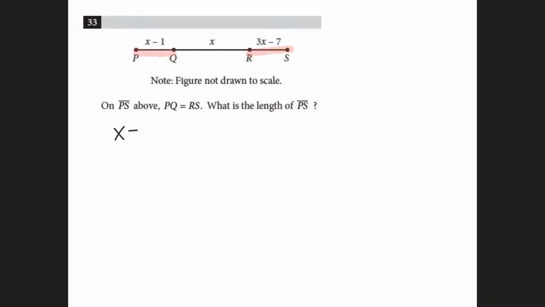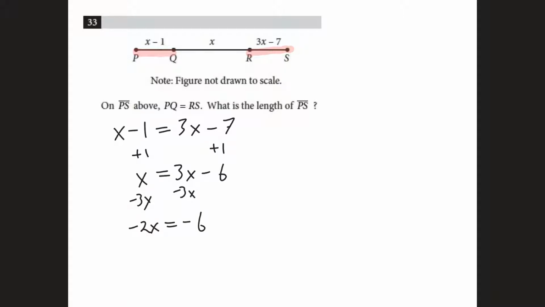So X minus 1 must equal 3X minus 7. If I add 1 to both sides, I get X equals 3X minus 6. Subtract 3X from both sides, I get negative 2X equals negative 6. Divide by negative 2, X equals 3.